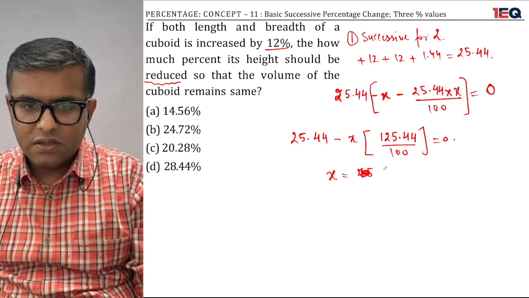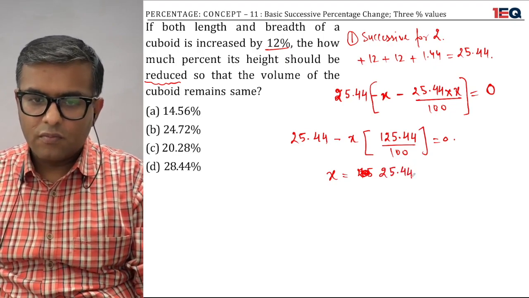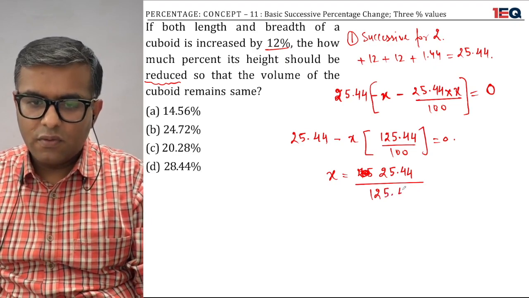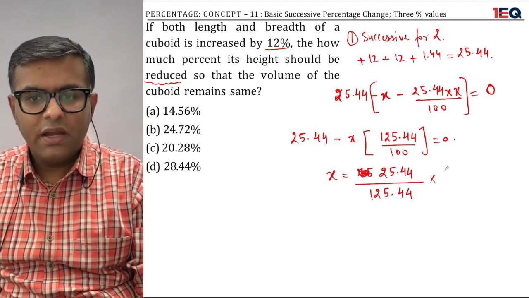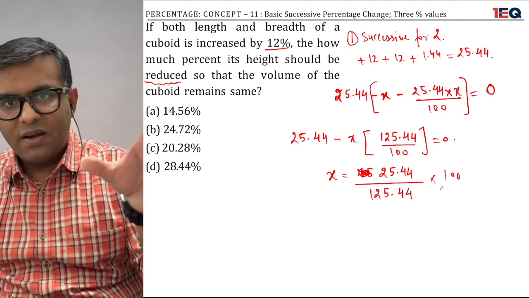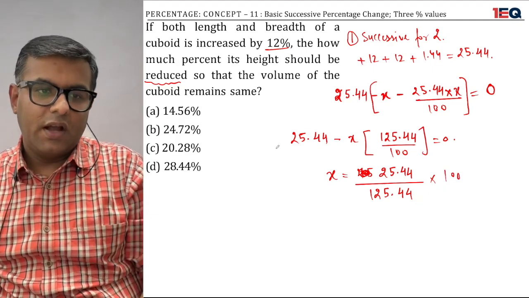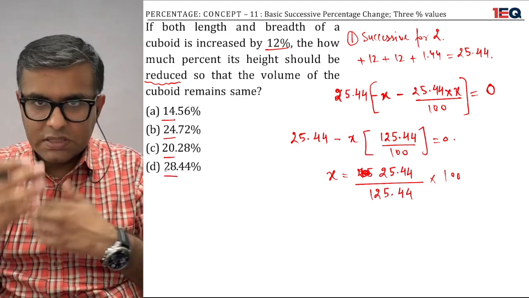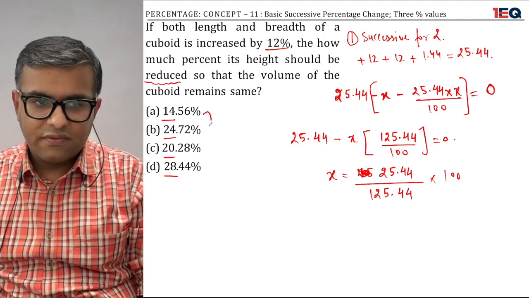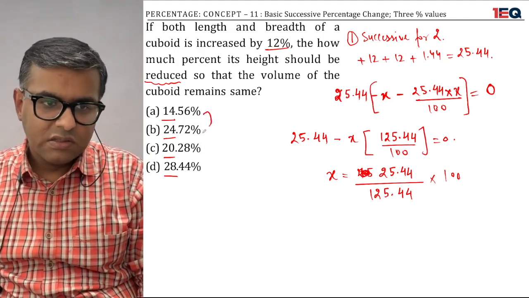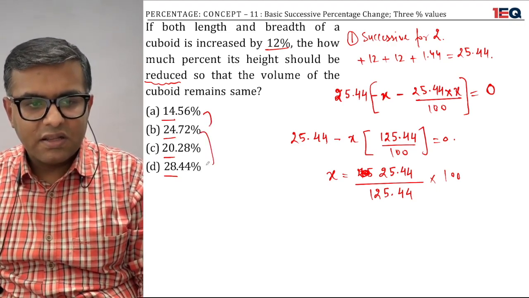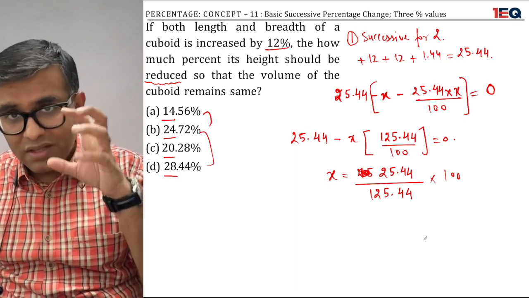The value of x here is 25.44 whole divided by 125.44 multiplied by 100. Now I have 4 options. The 4 options are pretty distinct. They have good gaps. The differences are pretty huge. There's a difference of maybe 8 here, or maybe if I consider 24 to be the correct answer, there's a gap of 10 here, there's a gap of 4 here, there's another gap of 4 here. So you can figure out the answer.